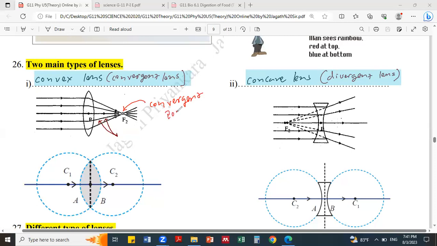This convergent point is also known as what? Focal point or principal focus. And these are called convergent rays. But the other diagram, please label this one as what? These are called what? Divergent rays. They are divergent rays. Is that clear?